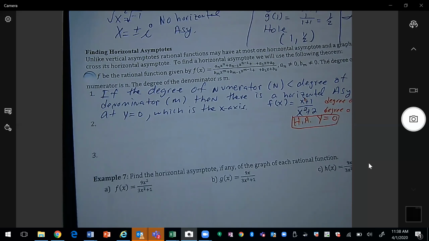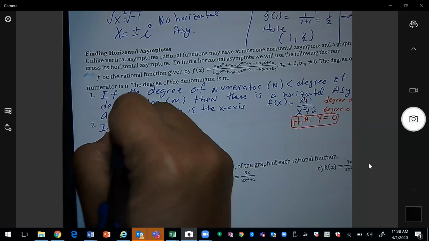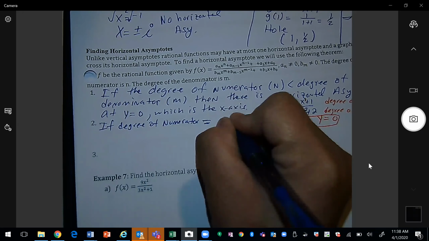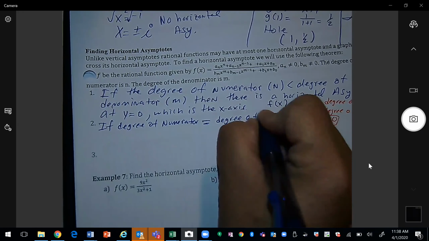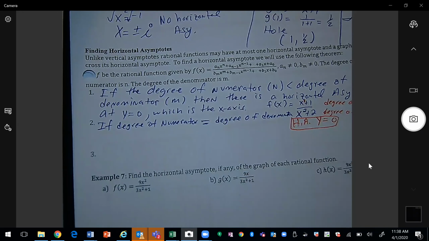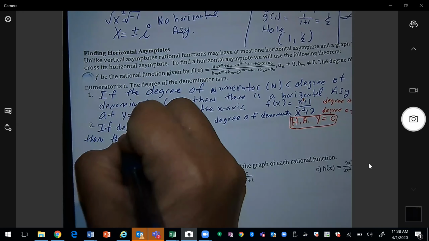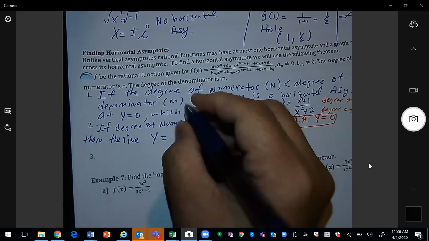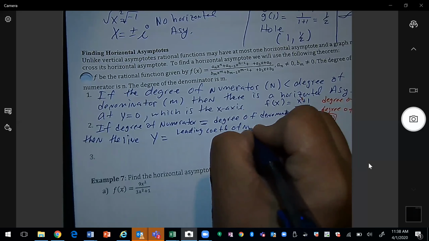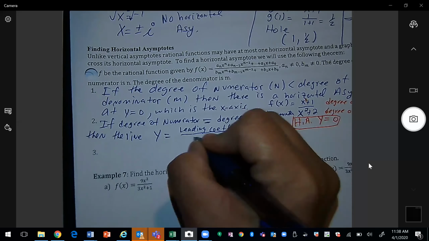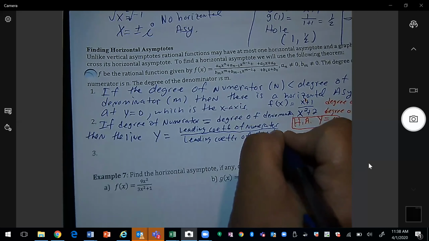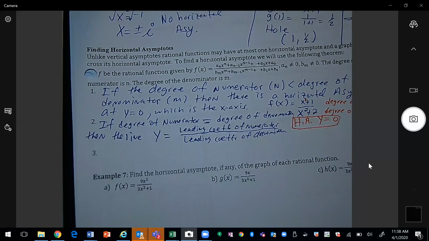The second case is when they're equal. If the degree of the numerator equals the degree of the denominator, then the line y equals the leading coefficient of the numerator divided by the leading coefficient of the denominator. That's going to be your horizontal asymptote.